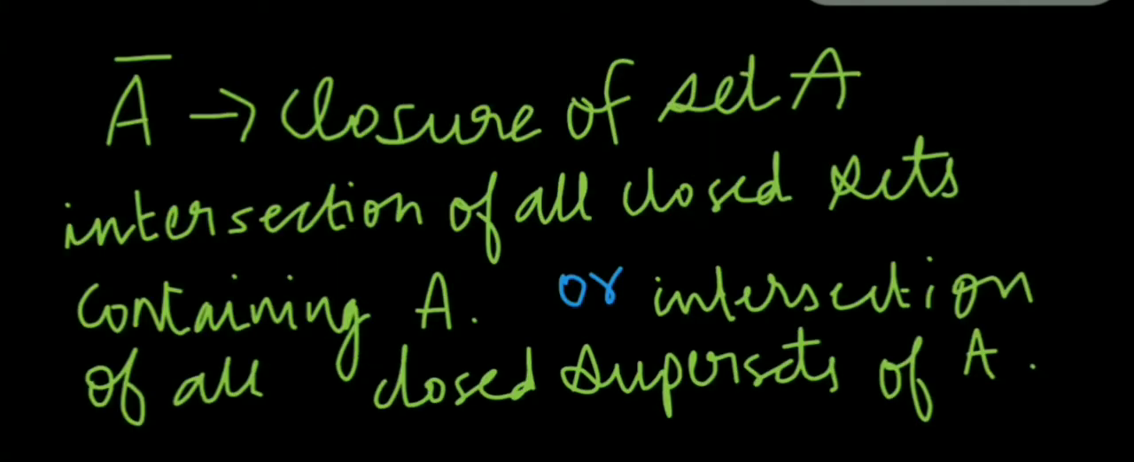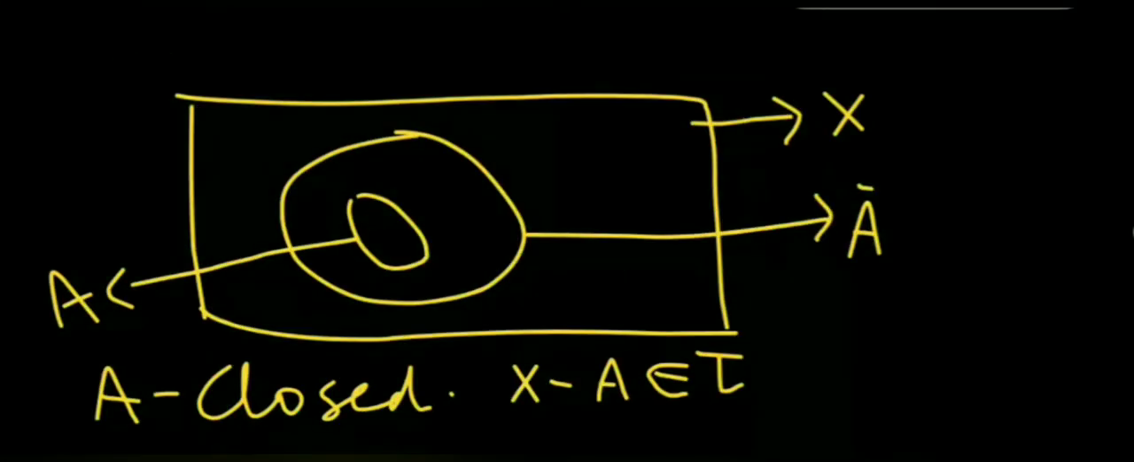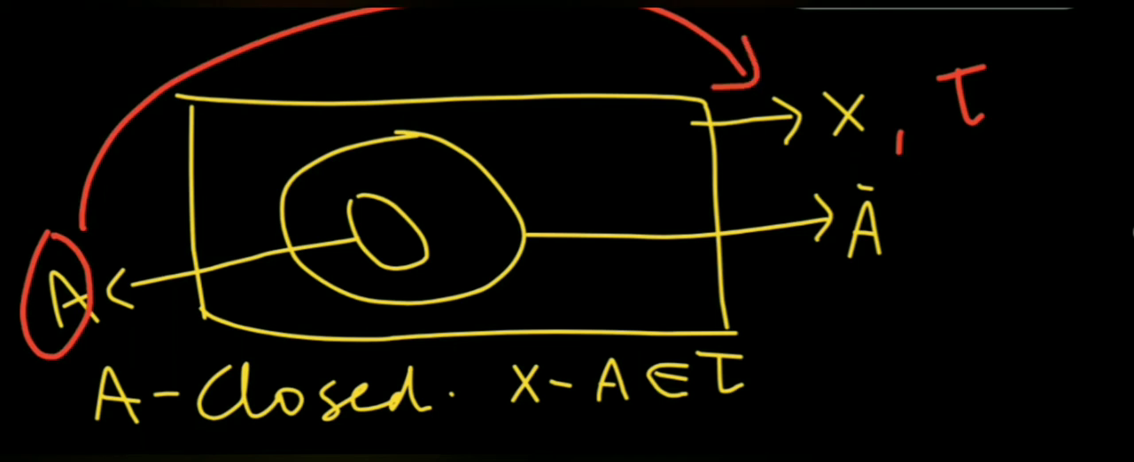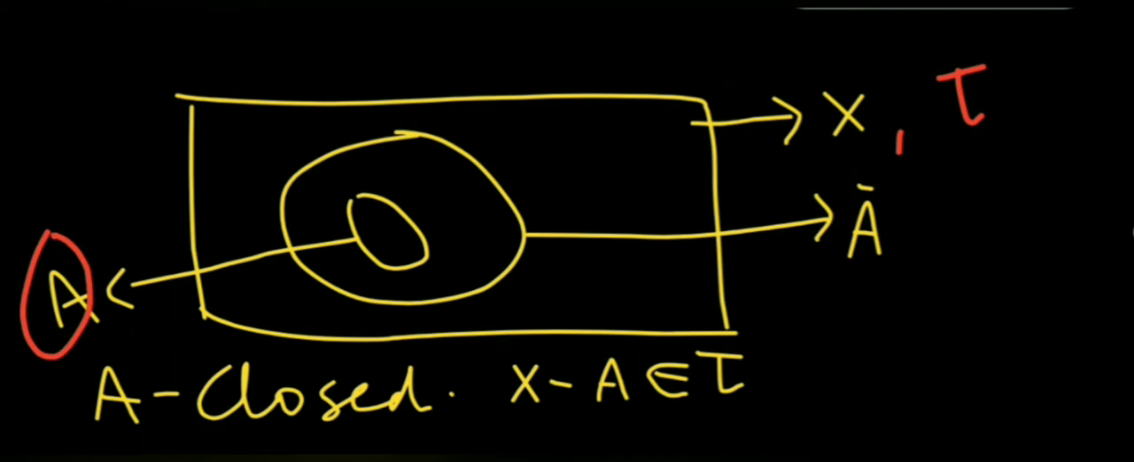where closure of a set A is the intersection of all closed sets containing A, or the intersection of all closed supersets of the set A. That is, if X is the set on which the topology tau is defined and here is a subset A of the set X, then A is contained in the closure of the set A. This is because it is the intersection of all closed sets containing A. Containment of A is important in the closure of the set A.